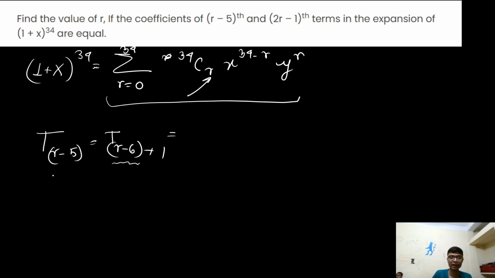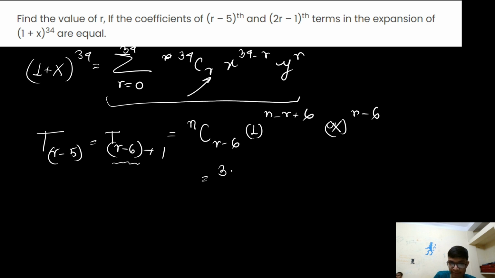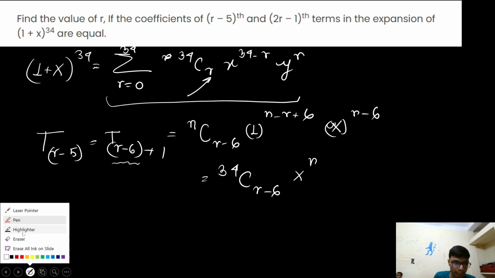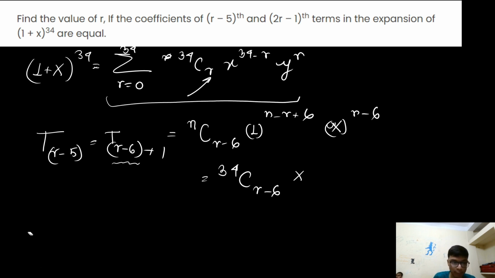So we can write this particular r minus 5th term as nC(r−6) into 1 की power n minus r plus 6 into x की power r minus 6. So you can also write this as 34C(r−6) into x की power r minus 6. But since we are in the question, we have to basically talk about only the coefficient equality. That means we don't need to worry about the x की power क्या आने वाला, that is basically r minus 6. We don't need to worry about x की power r minus 6.